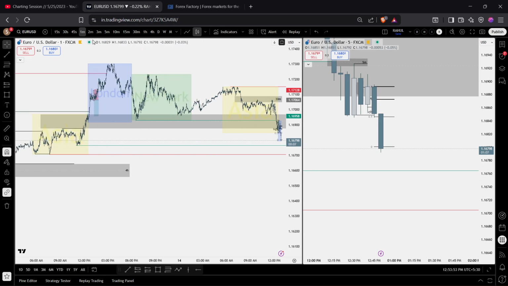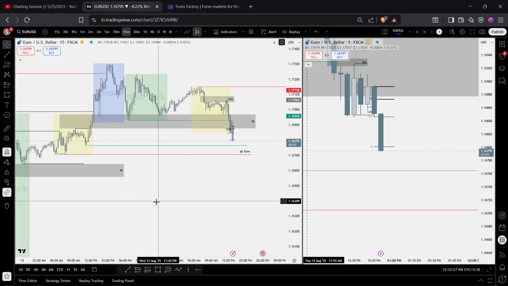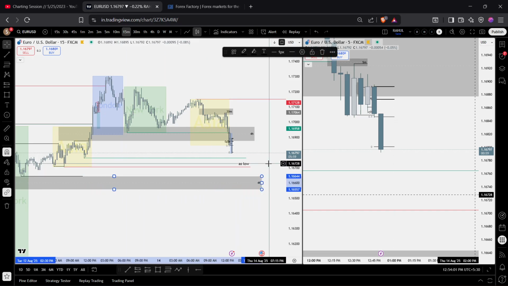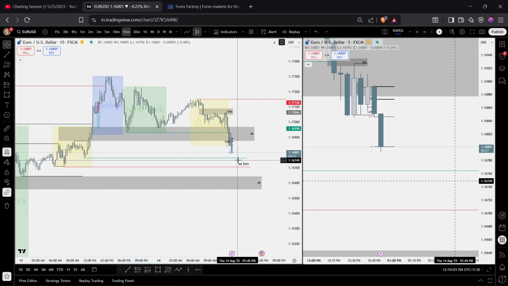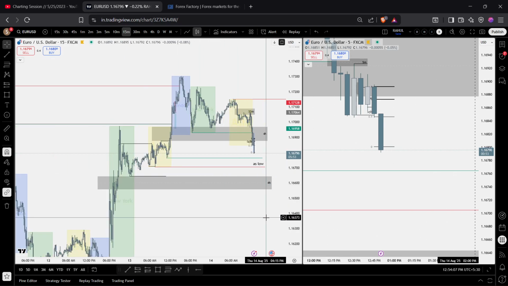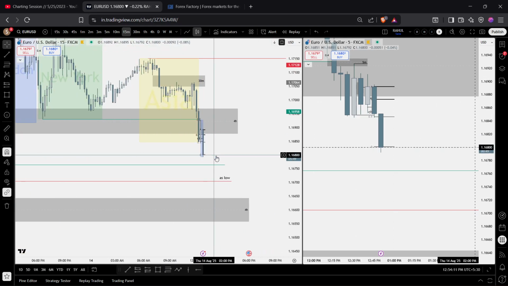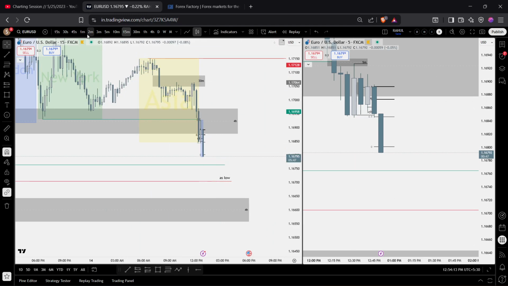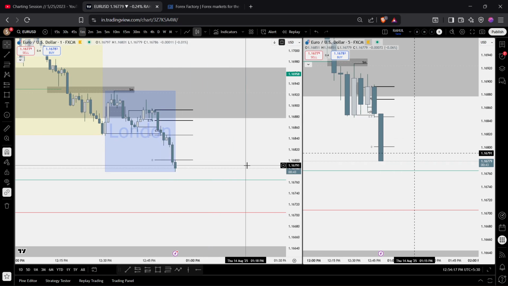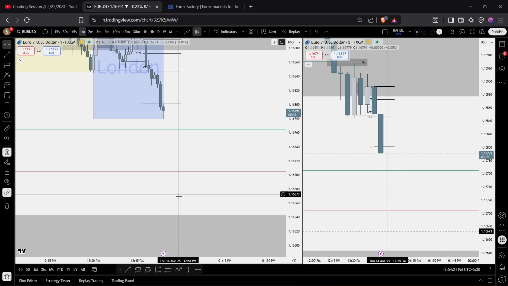There is still this 4 hour inefficiency which needs to get taken. Okay, has this been tapped? This has not been tapped. So this can be the external draw after this Asian low. Because if the Asian low gets taken, most probably this will also get taken. It has not been tapped yet. Okay, on the 15 minute we have nice displacement. Let's go to the 1 minute. Okay, now we can see some sort of displacement. My target is here.